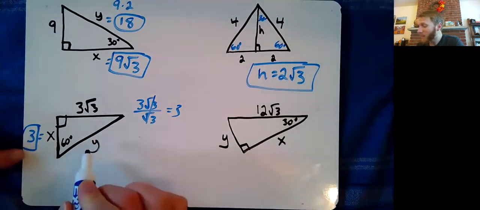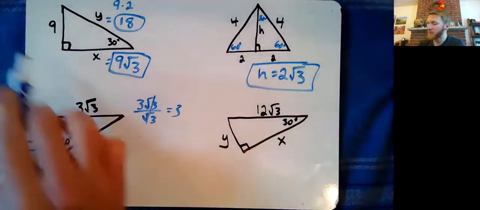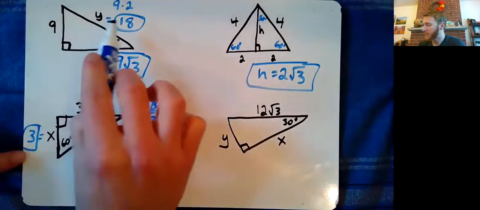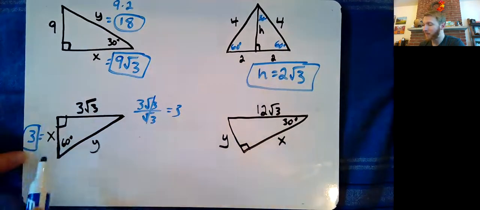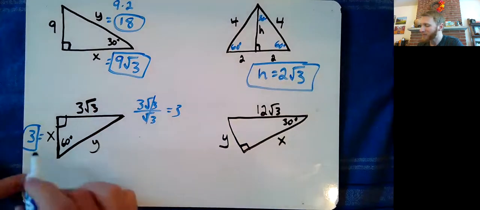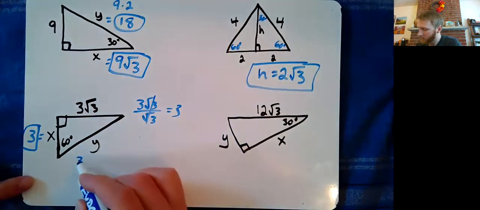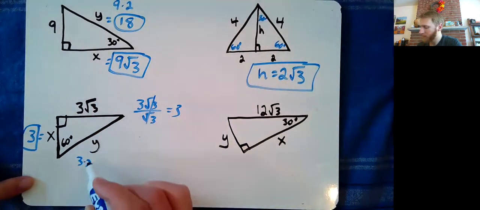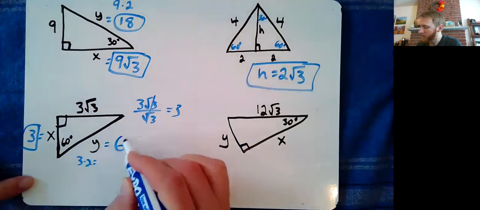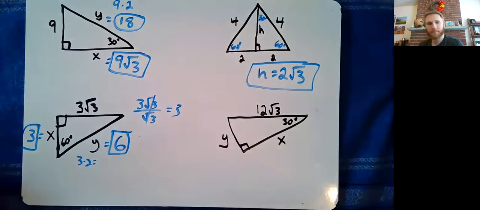Now to find the hypotenuse, remember, look at our first example. When I found the hypotenuse, I just doubled my short leg. Now that I know my short leg, I can just double it. 3 times 2, and that'll get me 6. Awesome. 3 and 6. Final answer.